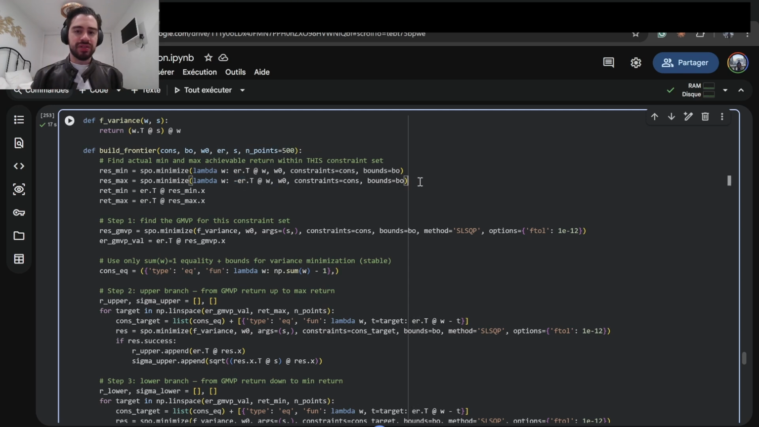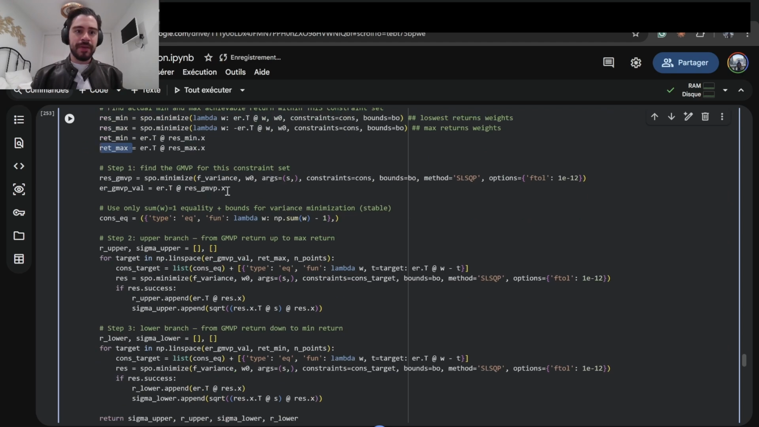So I'm gonna have the positive return. Yeah, so max returns, max returns weights, sorry, lowest returns. And here I'm gonna have the maximum returns weights. Okay, I got my weights here, and now I'm gonna input those weights. Remember the .x, and multiplying by the expected returns, and I'm gonna get the minimum return and the maximum return of each portfolio, like this one I showed you.